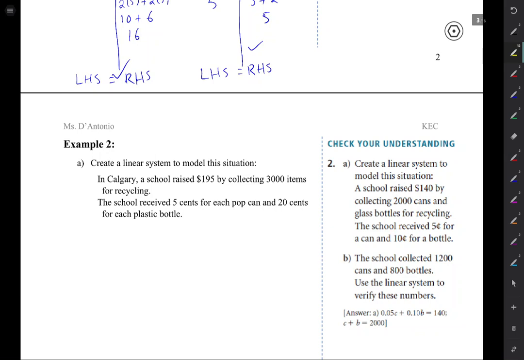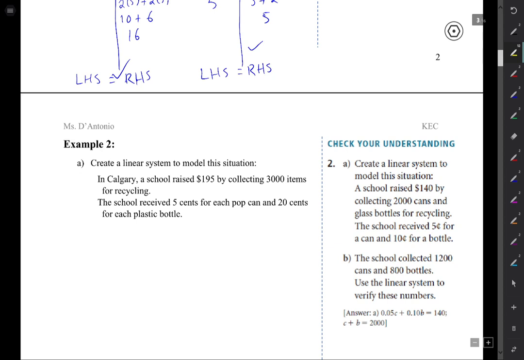So again, this is a very common question. Let's start off by defining what variables we're going to use. We're going to use two of them. For this question, we should use a variable for pop cans and one for bottles. So let's define it here. We have cans and bottles. I'm going to let C equal cans and I'm going to let B equal bottles.